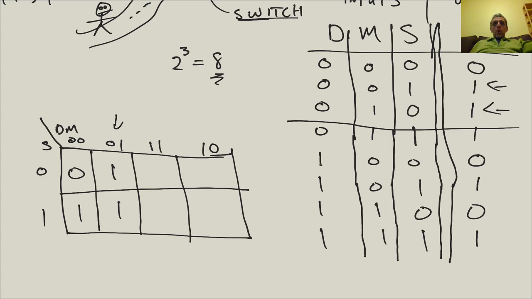Okay, 1, 0, 0 is a 0. Okay, done. 1, 0, 1 is a 1. 1, 1, 0 is a 0. And finally, 1, 1, 1 is a 1. Therefore, DM equals 11 with S equals 1 is a 1. Okay?